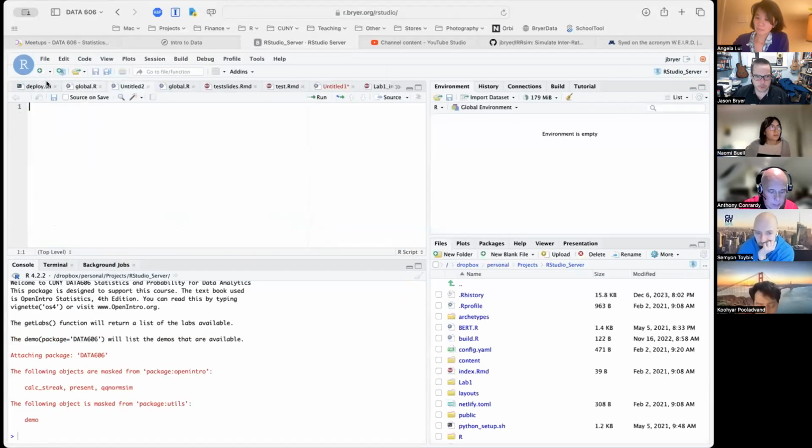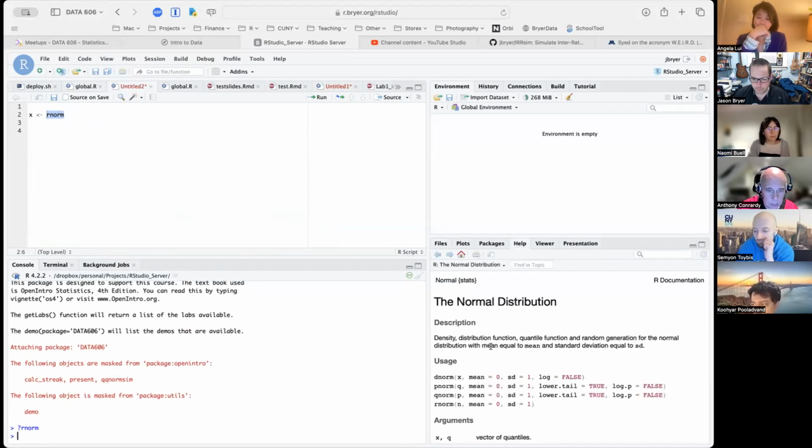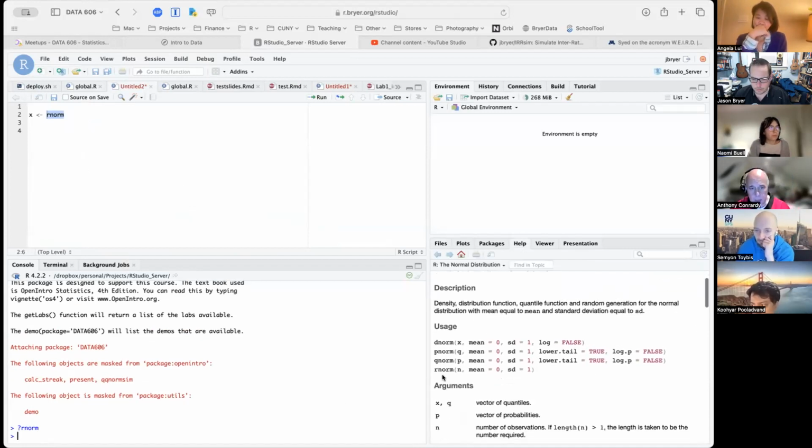So let me just create a new R script. What I think I did, I can look at the source of the slide, but let me see if I can recreate it. Might be more interesting. So I could say x equals... we'll talk about these functions, but there's a function called rnorm, which, if I do question mark rnorm, is going to randomly select from the normal distribution.